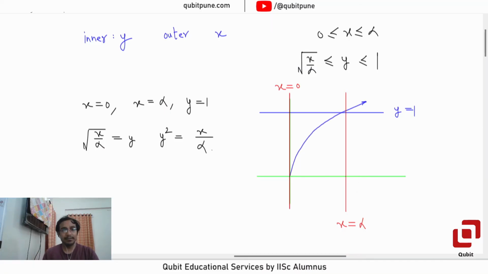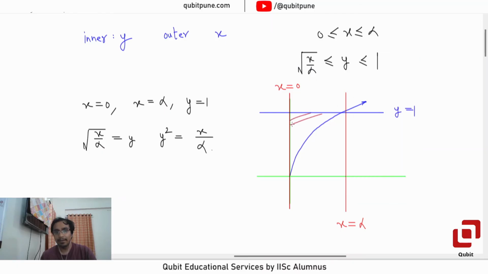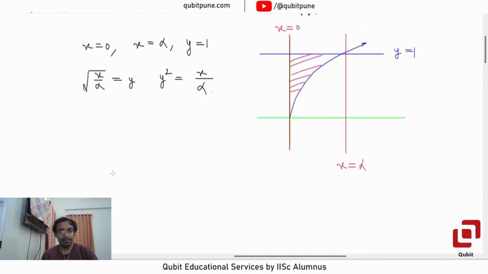And what is the interval of integration? The region of integration will be this one, because it's not the part below, because the lower limit on y is not 0. The lower limit on y is this. Now can we express the same region using inequalities with limits on y first? Yes. Limits on y are now 0 and 1.